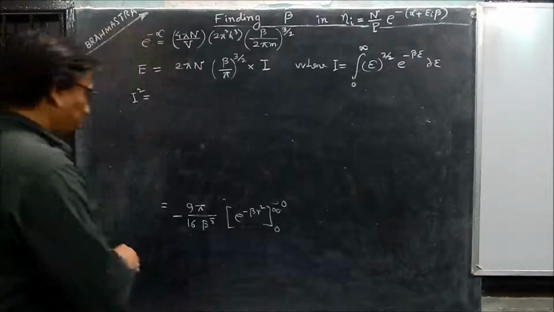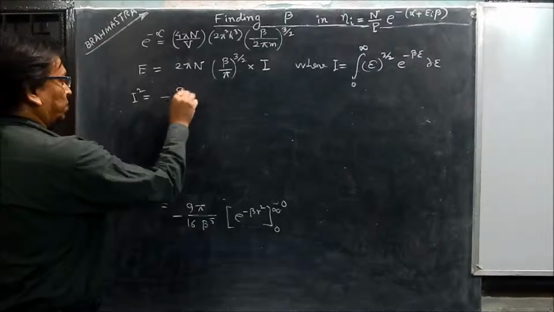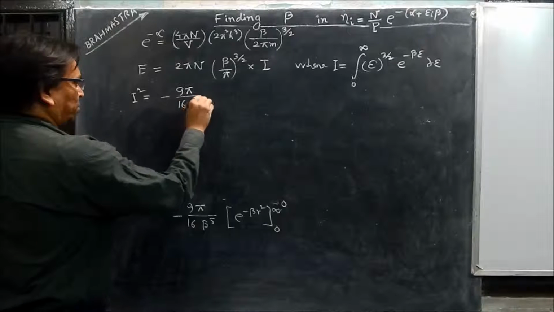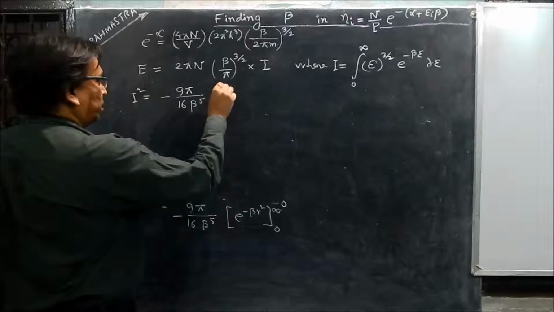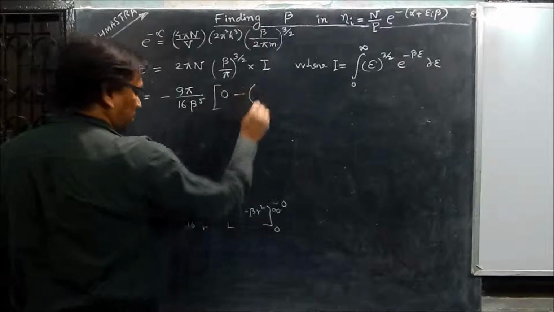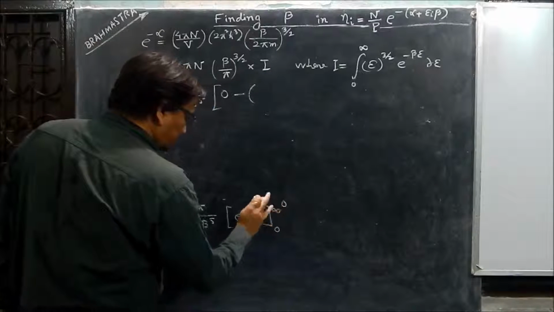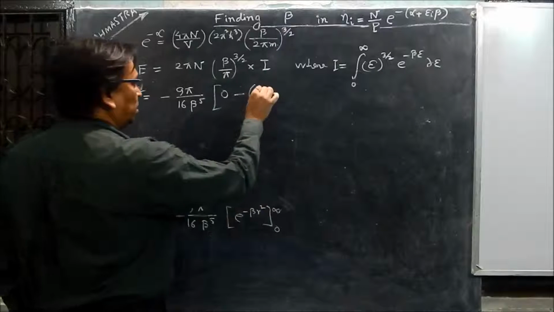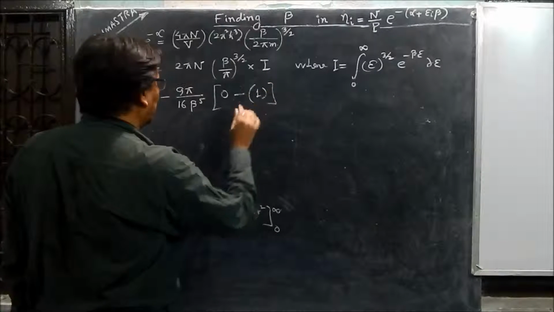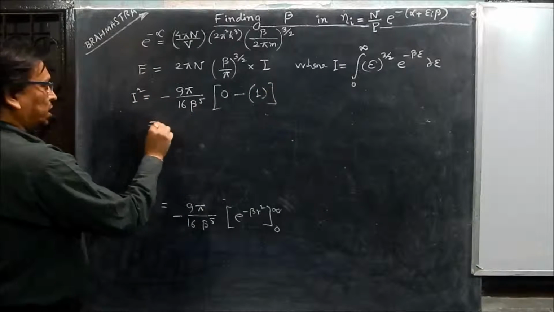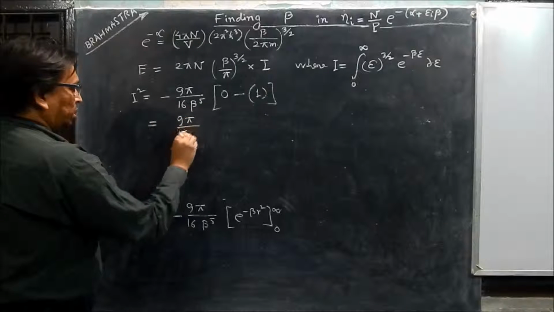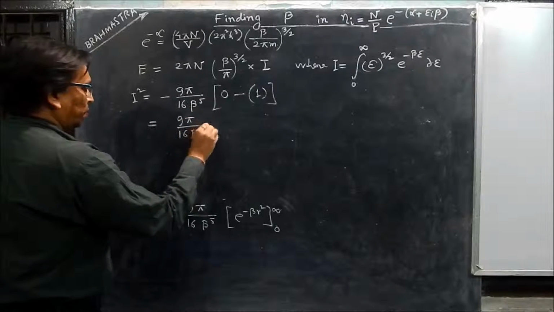So this is coming minus 9 pi by 16 beta to the power 5, and this will be 0 minus, if we put 0, it will give you 1, so minus 1. So this minus is cancelled, this is positive, so this is giving 9 pi by 16 beta to the power 5.